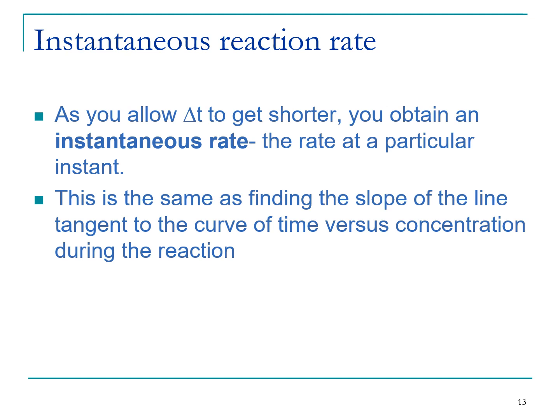So if you allow delta t to get smaller and smaller and smaller, and some of you may recognize that as integral or differential calculus, you get what's the instantaneous rate, so the rate at any particular instant. What's the difference, if you think about your average rate?